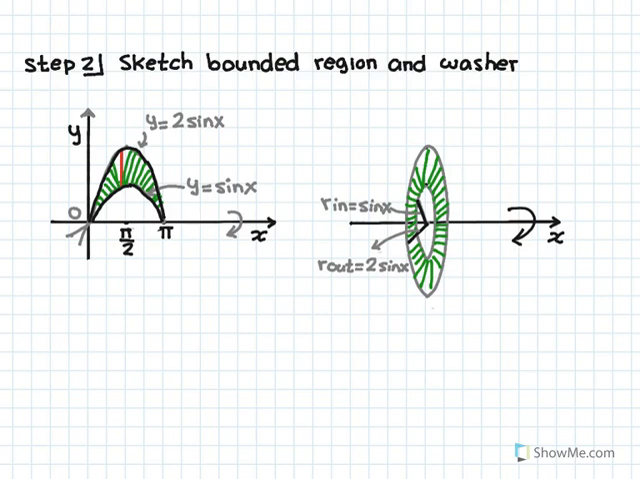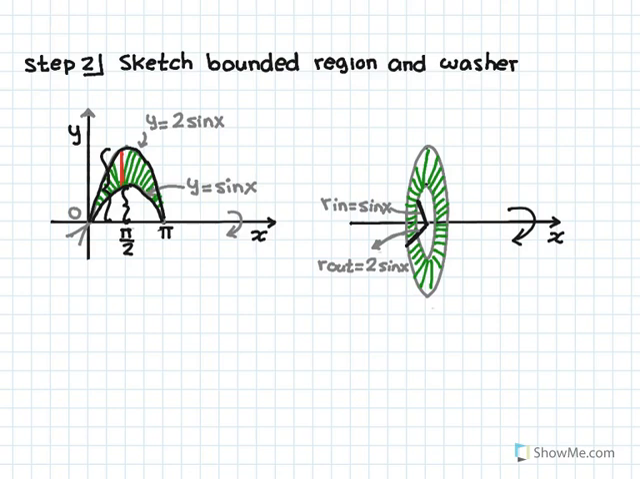So let's ask ourselves, what is the outer radius? The outer radius is the distance from the axis of rotation to the farthest point on this vertical slice. So the outer radius is simply 2 sine x, given by the y value, y equals 2 sine x. The inner radius is the distance from the axis of rotation, which is the x-axis, to the closest point on the vertical slice. So the inner radius is just sine x. And we have a typical washer here where the inner radius is sine x, and the outer radius is 2 sine x.